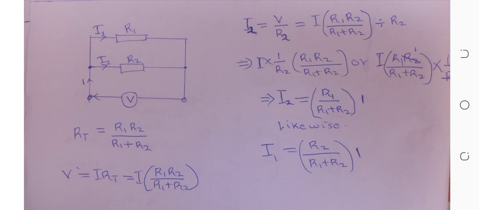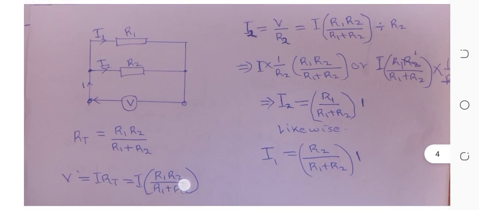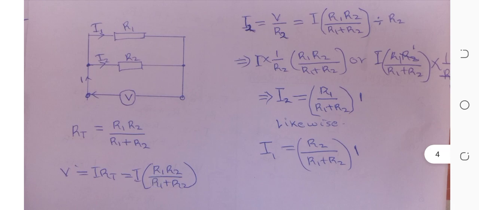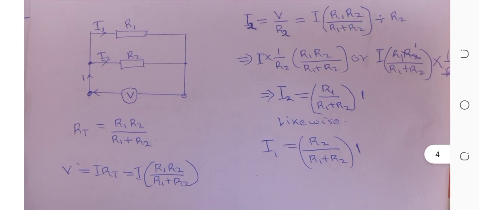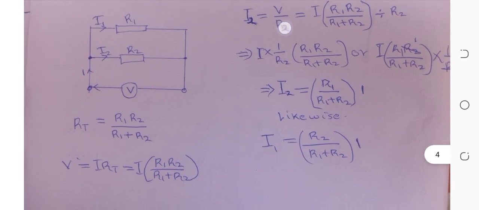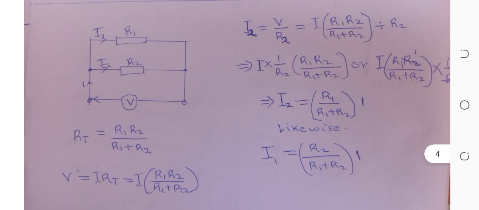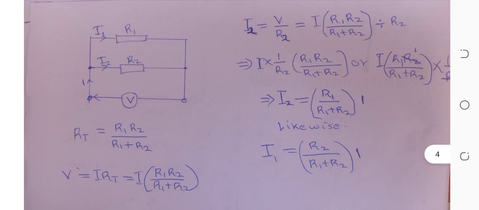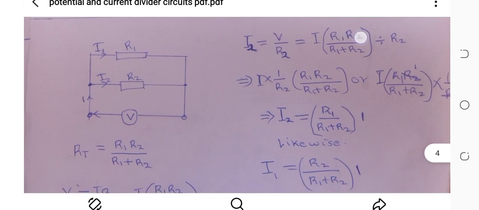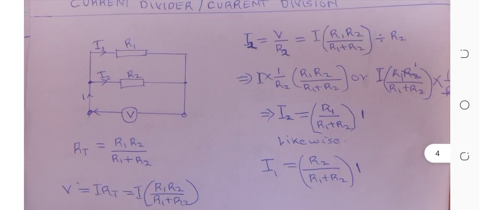But we know very well that our V here is equal to I into R1 times R2 all over R1 plus R2. That's what we have here. So having that, we can divide it by R2. So dividing that, you get I multiplied by this one. Because it's division, you multiply by the reciprocal, that is 1 all over R2 into the bracket, R1 times R2 all over R1 plus R2.